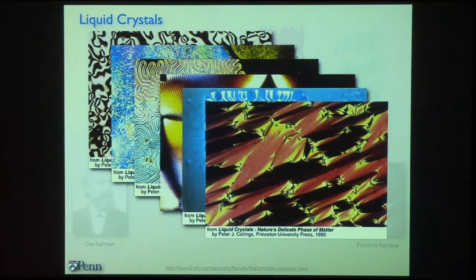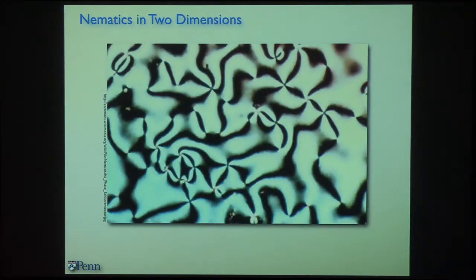This is a smectic. These are called focal conic fan-like textures, and you start to see things. If you look carefully and use your imagination, they look like those ellipses that I was talking about. And we'll explain that later. So let's go back to the Schlieren texture, the first thing that people saw.